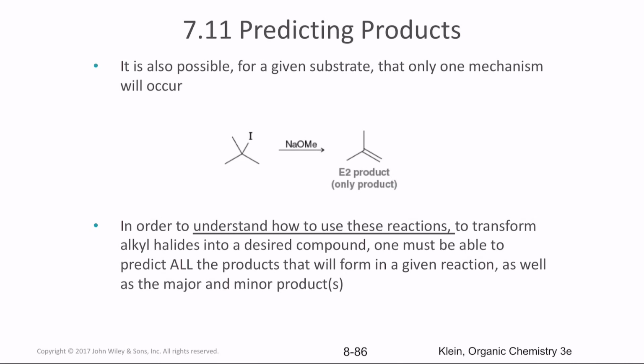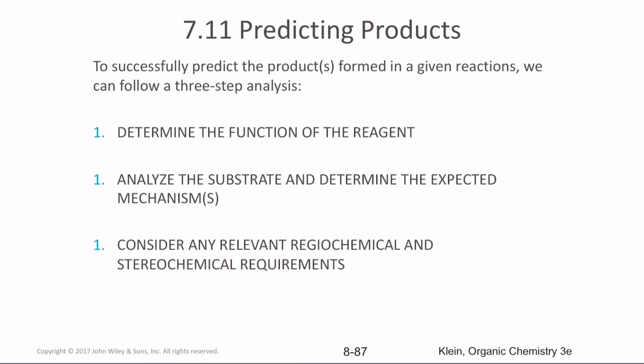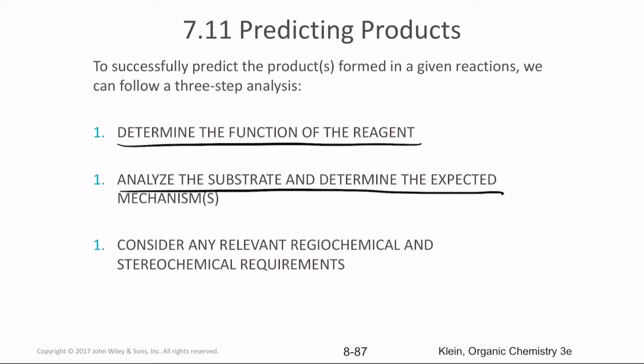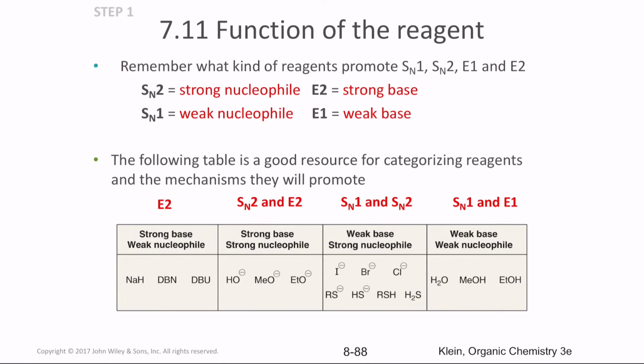at the same time. So it's also possible that some reactions will only give one single product. So how do you predict the products then? The first step is to determine the function of the reagent. The second step is to analyze the substrate and determine the expected mechanism. The third step is to consider any relevant regiochemical or stereochemical requirements. So the first one is the reagent. Let's start with the reagent.